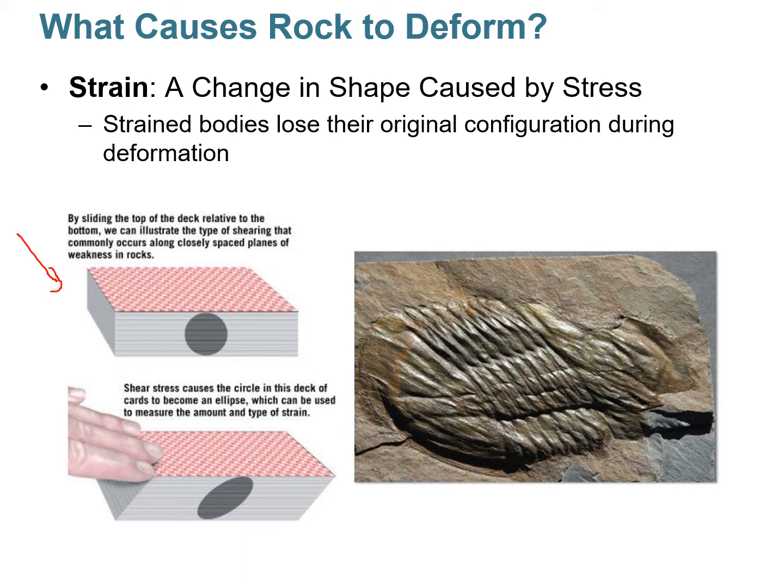So strain is a measure of how much the rock body has moved, a change in shape that's caused by stress. You can measure strain, especially if you have a sedimentary rock with a fossil in it, like a trilobite. They don't look like this. This has been stretched and pulled apart because of shear stress. And you can measure how much a rock's been shortened or lengthened as a result of stress.